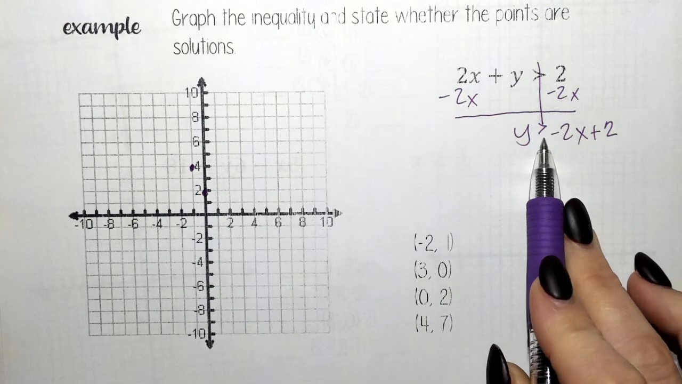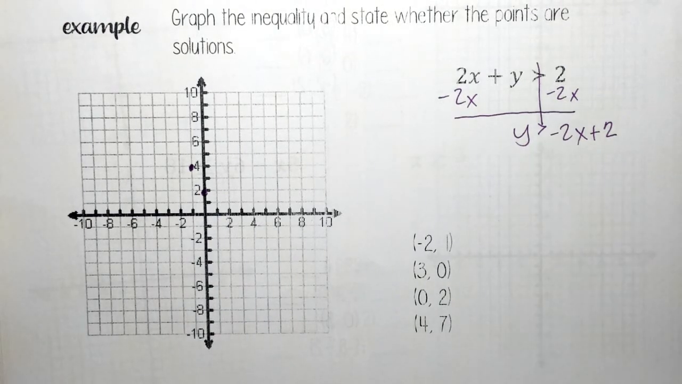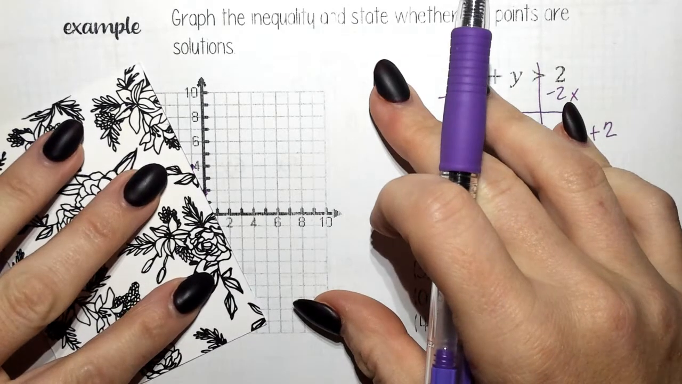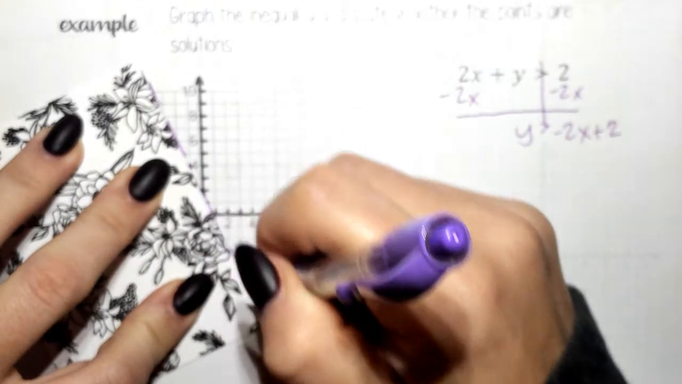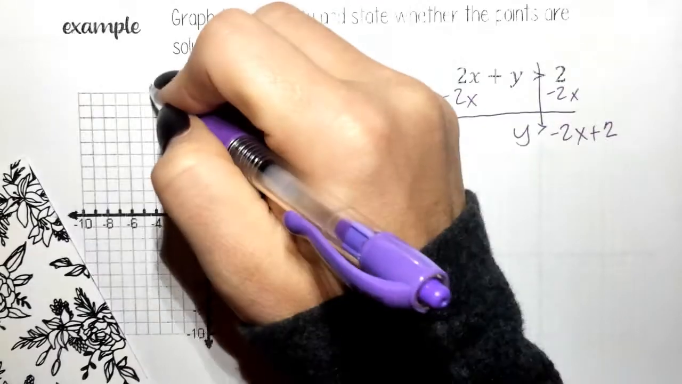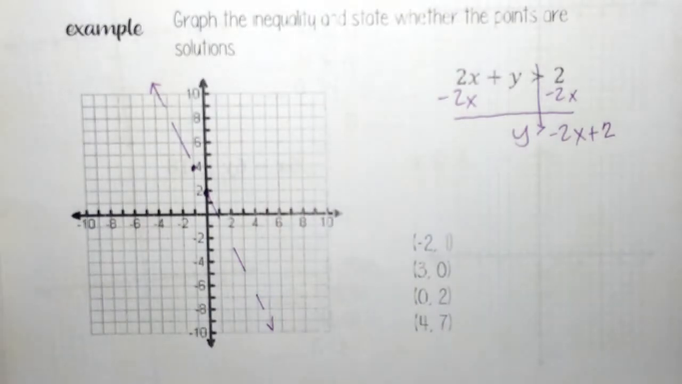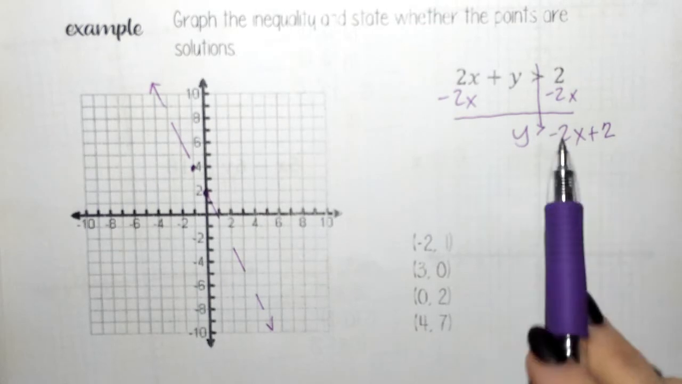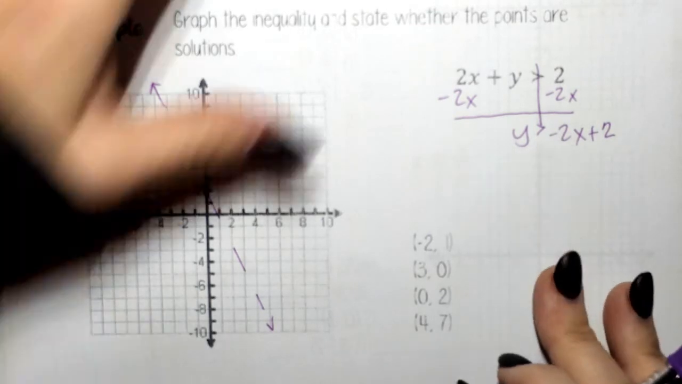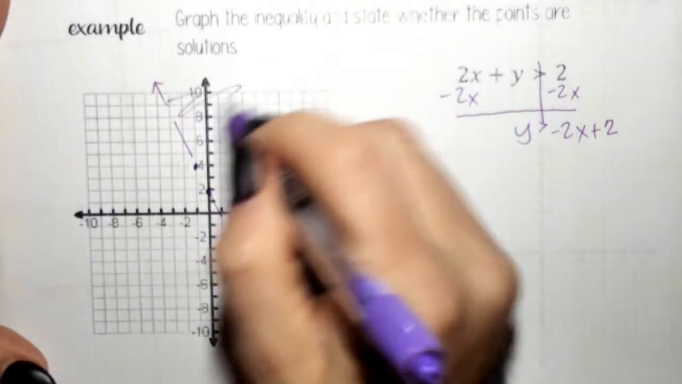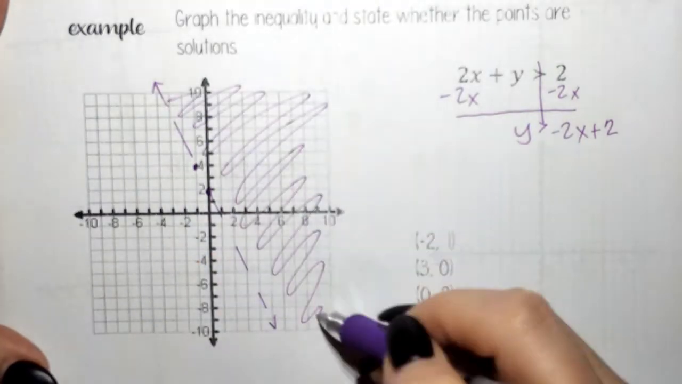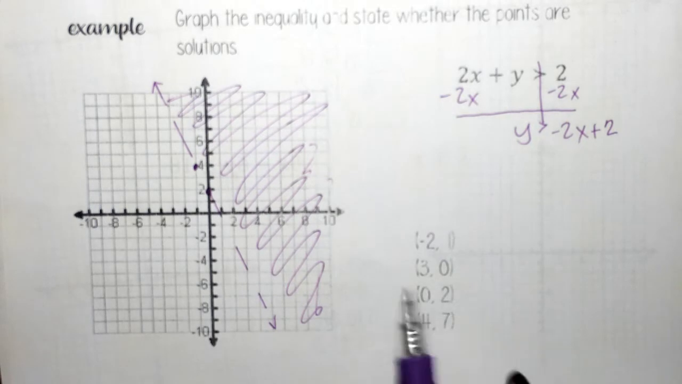We've got a greater than symbol, so it's going to be a dashed line. And then it is the greater than, so we're going to shade above. Okay? Now let's look at each of these points.